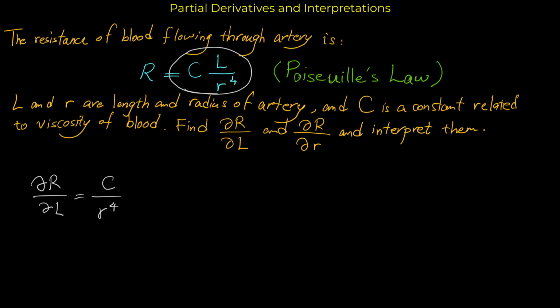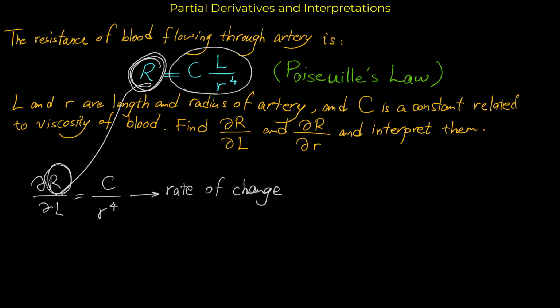But we want to interpret this. Whenever we are finding any derivative, the interpretation for that is rate of change. So what is the interpretation for the partial derivative of R with respect to L? This is a rate of change. But rate of change of what? Rate of change of the function. In this case, R shows what? It shows the resistance of blood flowing through the artery.